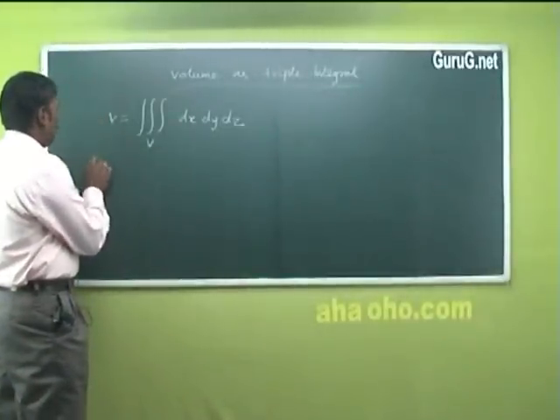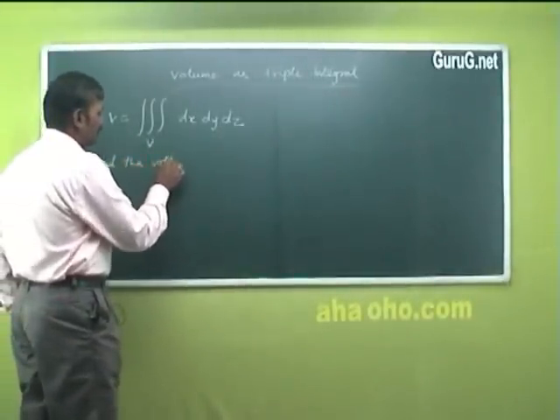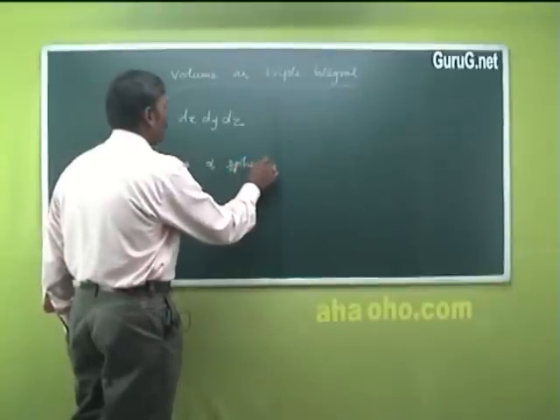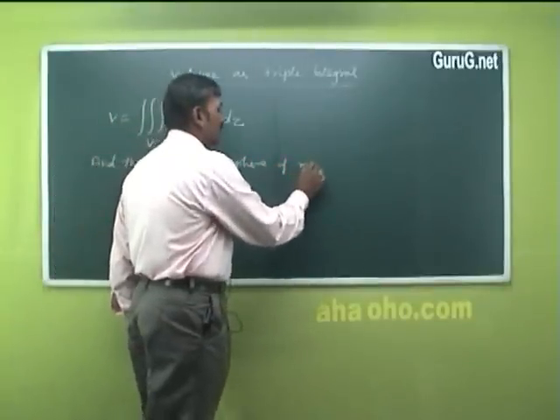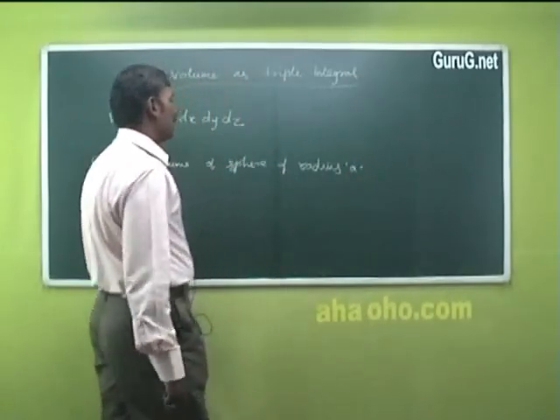Okay. Find the volume of a sphere of radius a using triple integration, right?